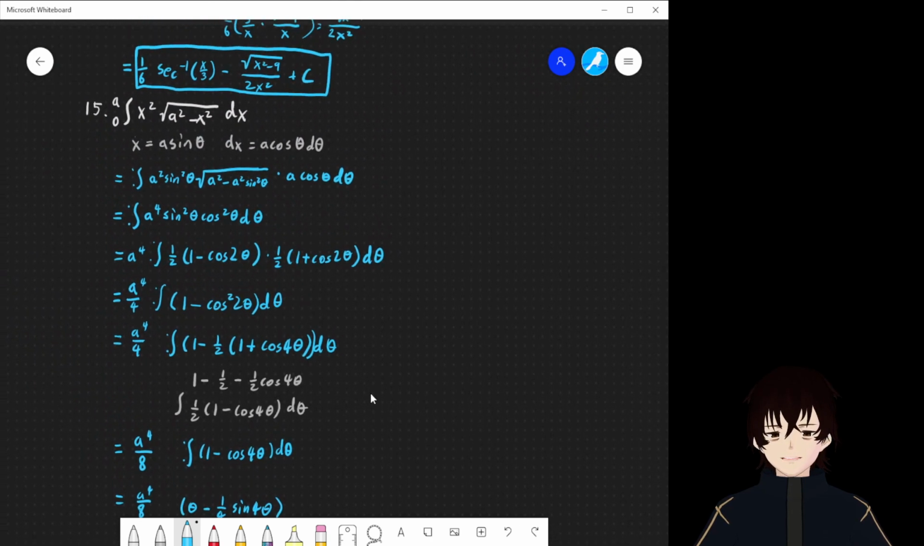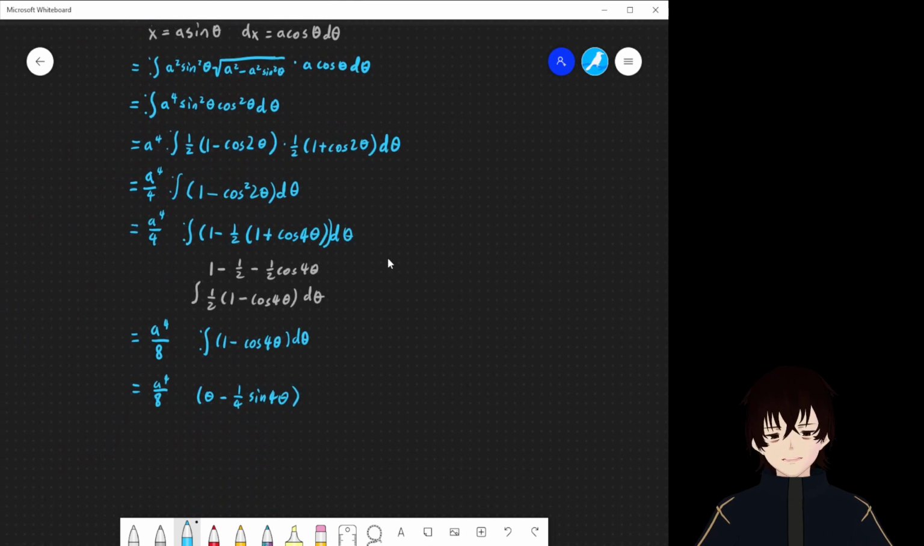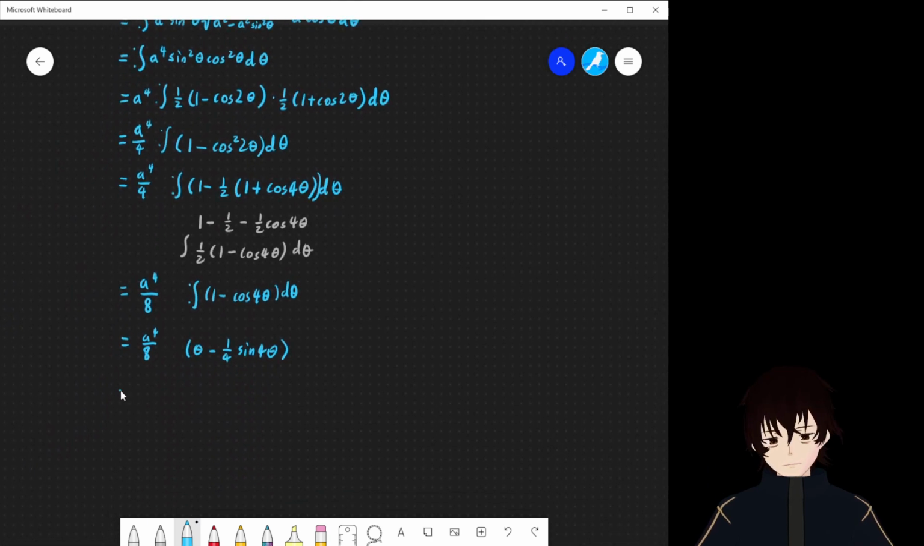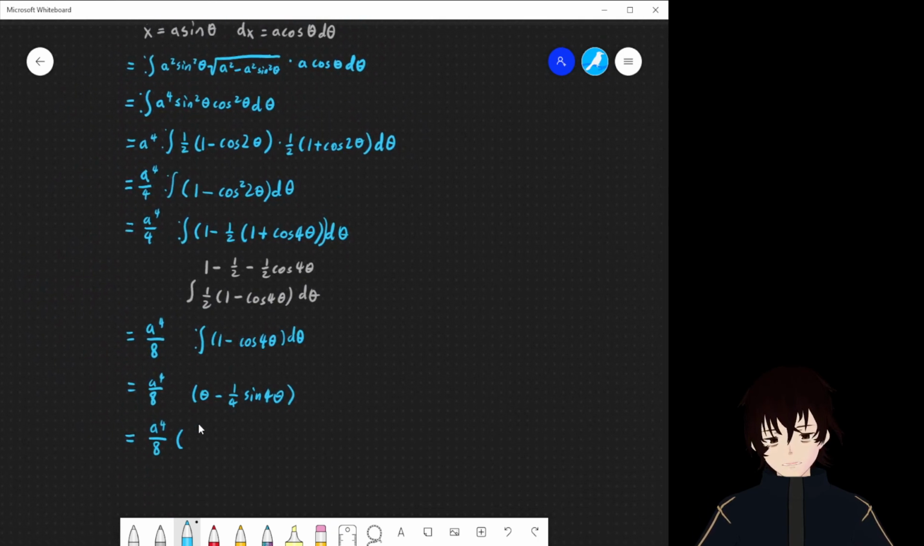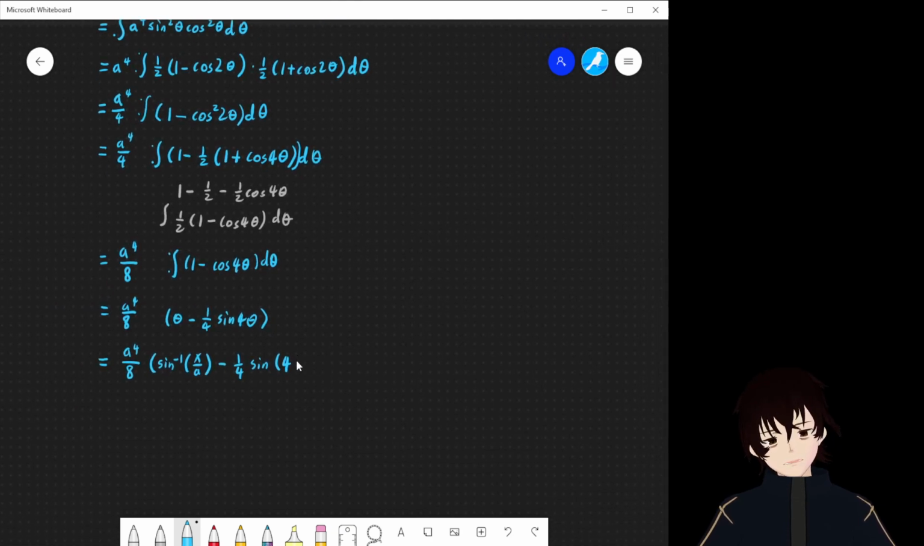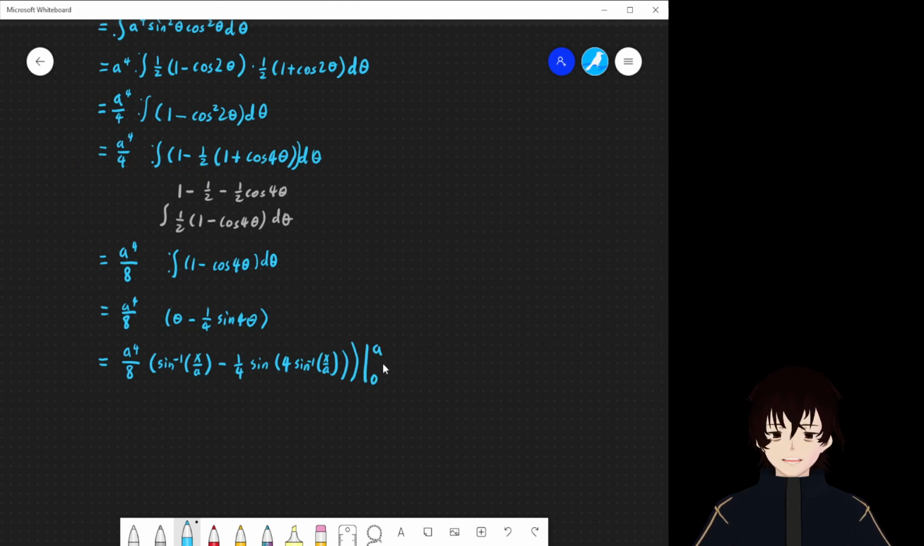So now, if we plug our thing back in, we want a to the power 4 over 8 times theta, which is equal to arc sine of x over a, minus 1 over 4 sine of 4 arc sine of x over a, in parentheses. And we want it from 0 to a.